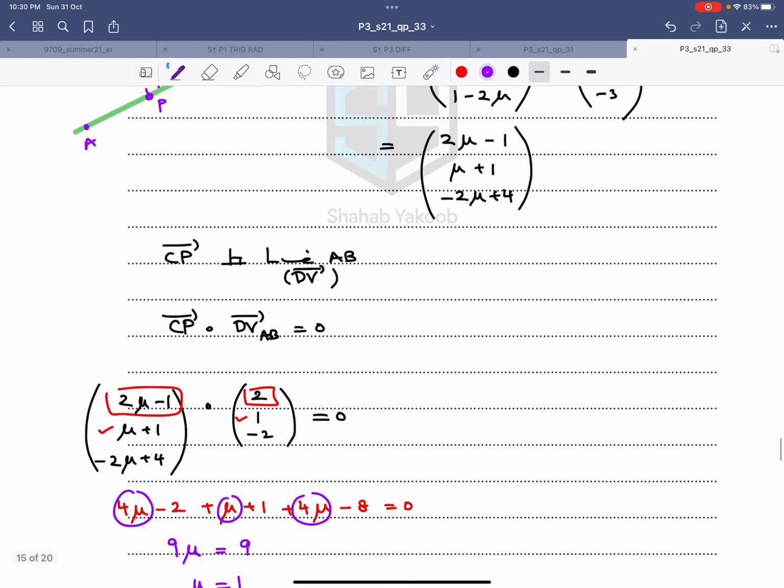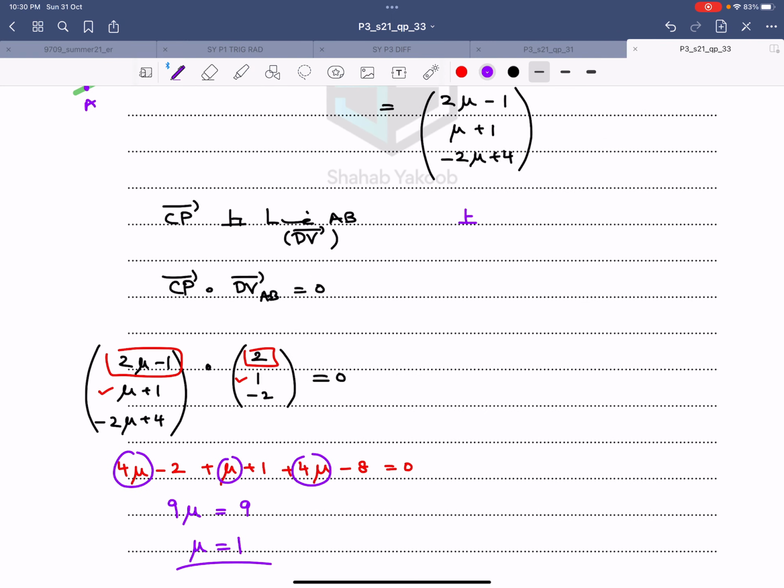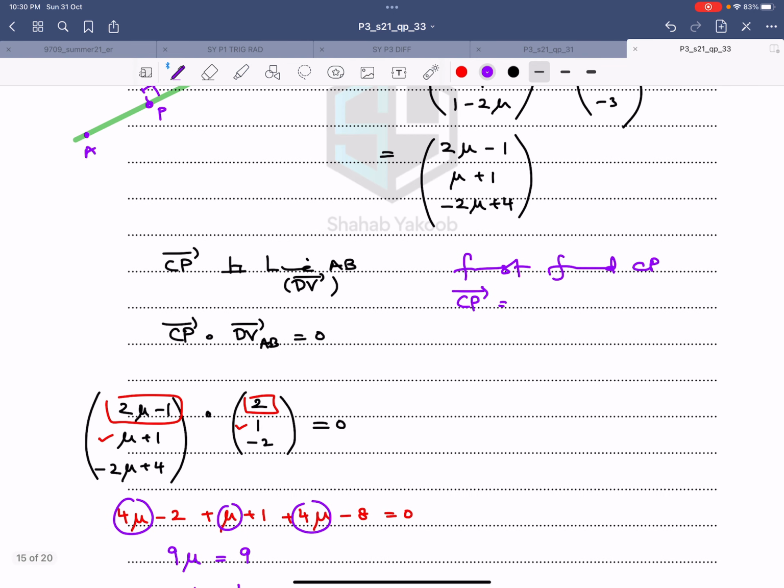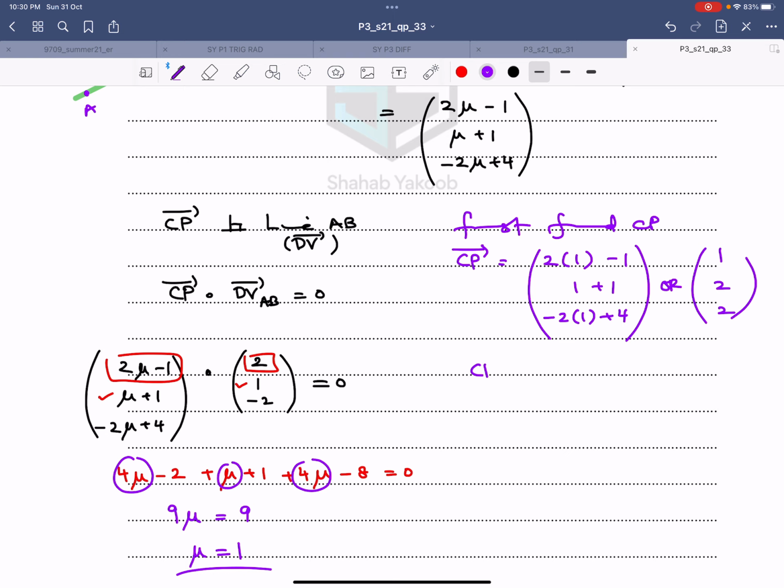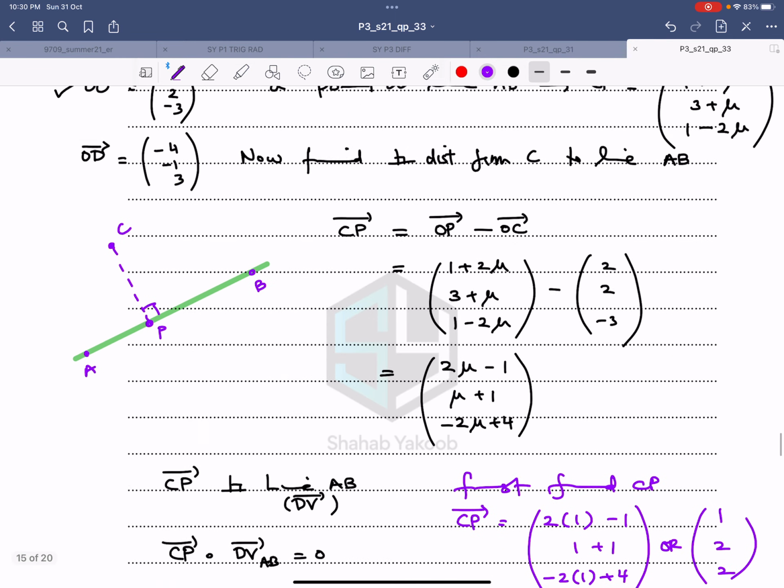What am I looking for? I'm looking for the perpendicular distance, but before that I need to find CP. So CP is basically 2 mu minus 1, that is 2 into 1 minus 1, and this is 1 plus 1, and this is minus 2 into 1 plus 4. Let me simplify this. So this is 1 over here, this is 2 over here, and 4 minus 2 is again 2. So the magnitude of CP is the square root of 1 square, 2 square, 2 square, which is the square root of 9, which comes out to be 3 units. Again a beautiful answer without any need for a calculator.